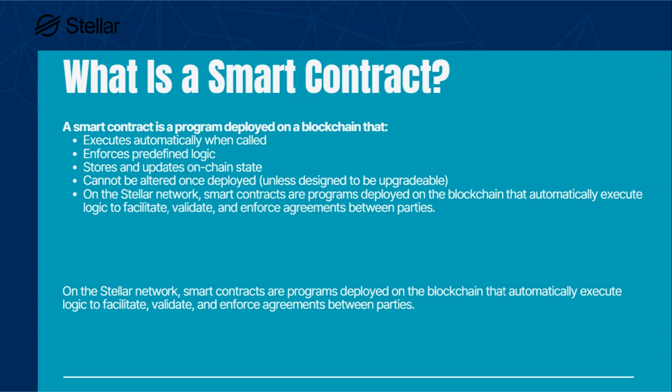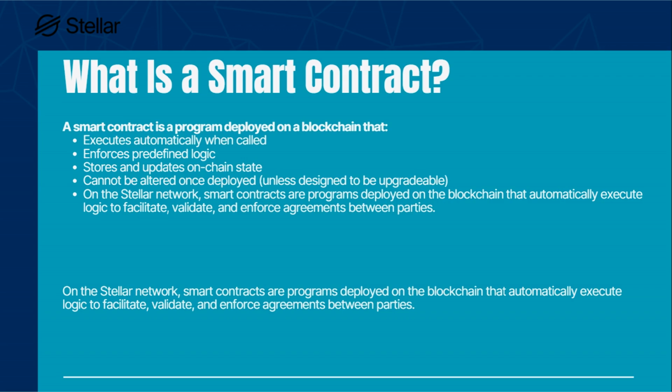Third, on-chain state storage. Smart contracts don't just execute logic, they also store data directly on the blockchain. This could be account balances, ownership records, or any other information the contract needs to function. This data persists between function calls and is part of the blockchain's permanent records.